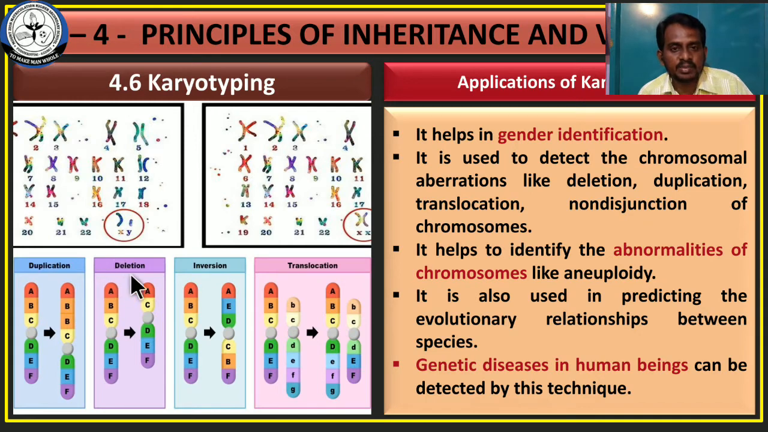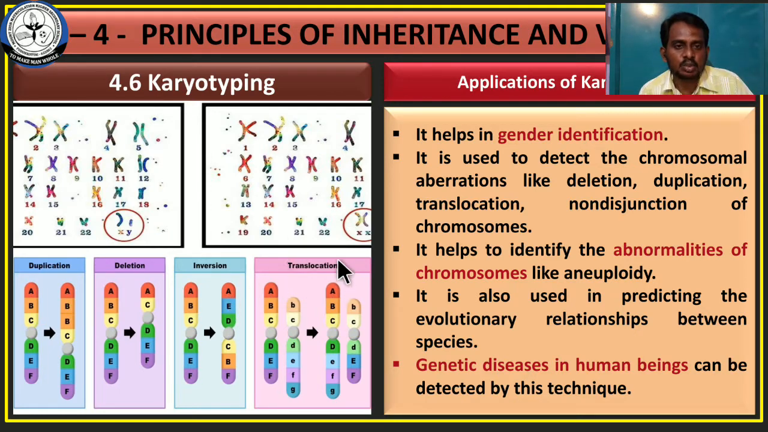And deletion, what is meant by deletion? Here A B C D E F, these are the arrangement of chromosomes or genes in the chromosome. Here one portion of the chromosome is deleted, and here B is deleted. That process is called deletion. This is also a type of chromosomal abnormality. And what is inversion? See here A B C D E F, and here the E is replaced in another place, that is called inversion.